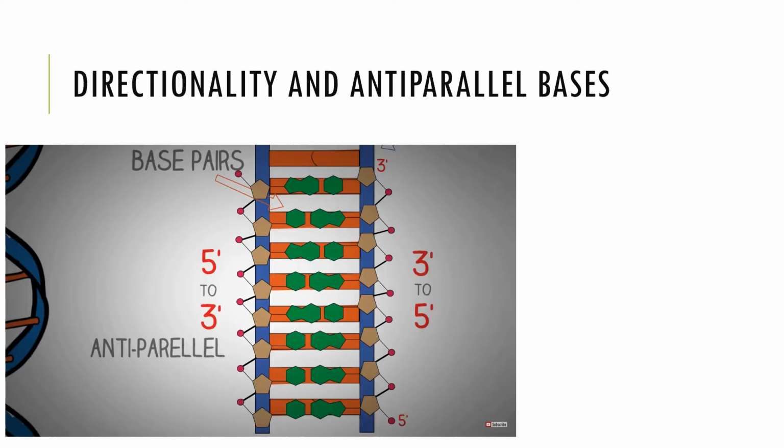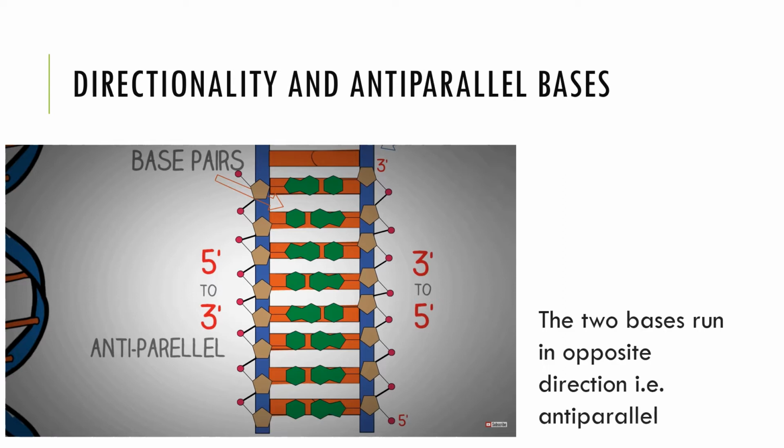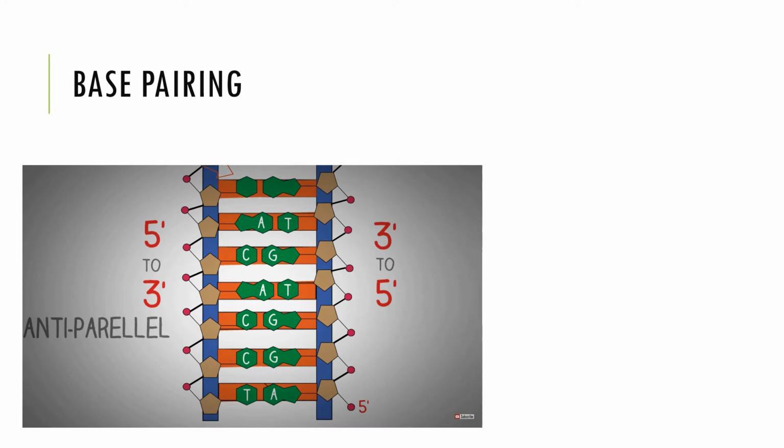Directionality and antiparallel bases. Directionality means that if one of the strands goes from 3' to 5' end, the other has to go from 5' to 3' end. Now, base pairing. Base pairing means that an adenine molecule has to bond with a thymine, and a cytosine molecule has to bond with a guanine.